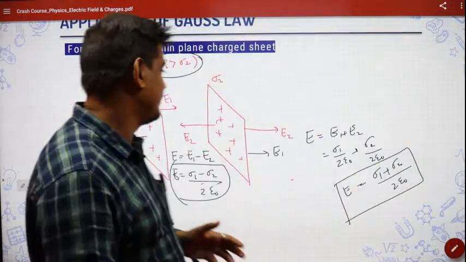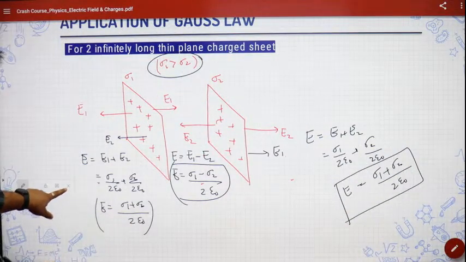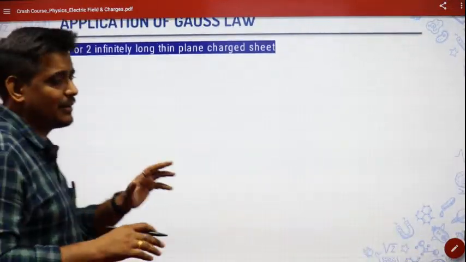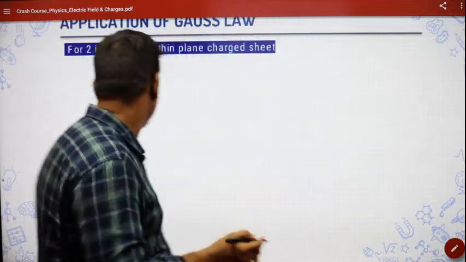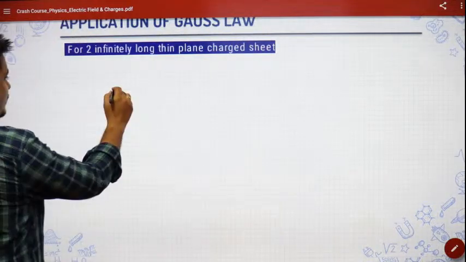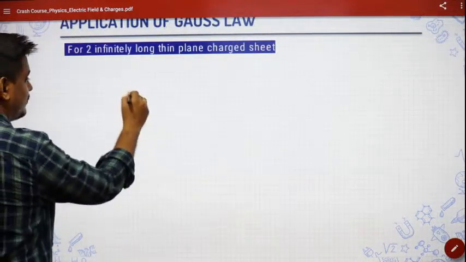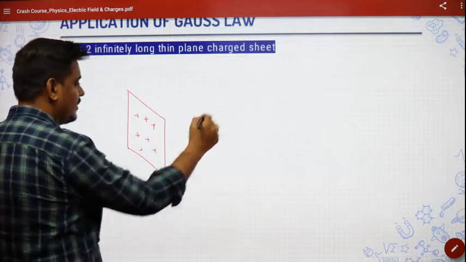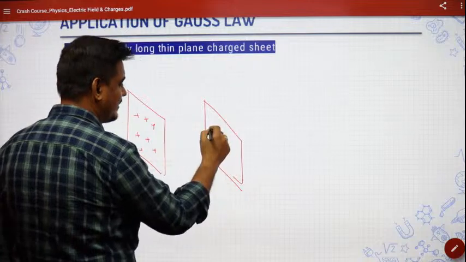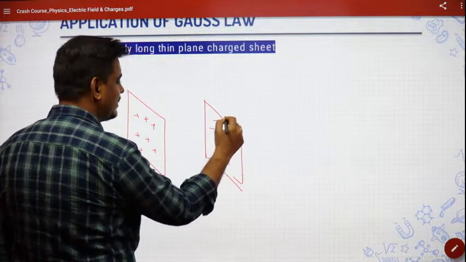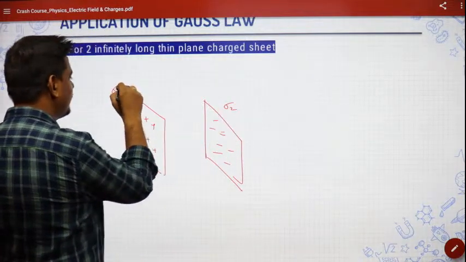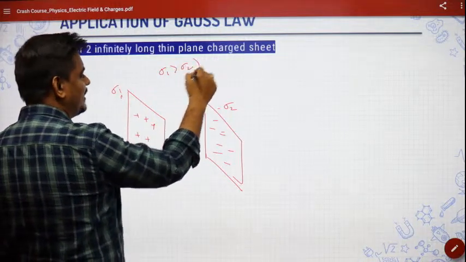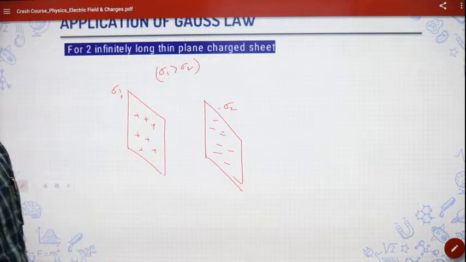Next condition we have that I have two sheets, but now they have dissimilar charge. So let me make like this. One sheet like this having positive charge density, another sheet like this having negative charge density. So sigma 1, and I should write minus sigma 2, and once again I am taking sigma 1 is more than sigma 2. I mean charge density of first plate is more than second plate.